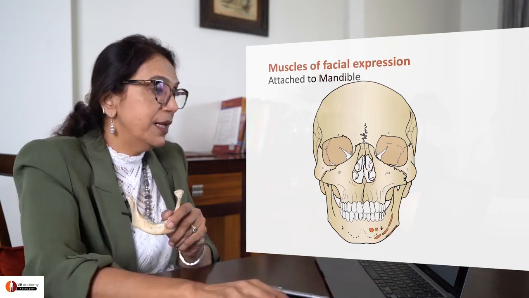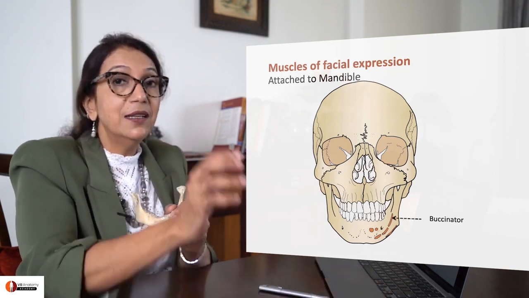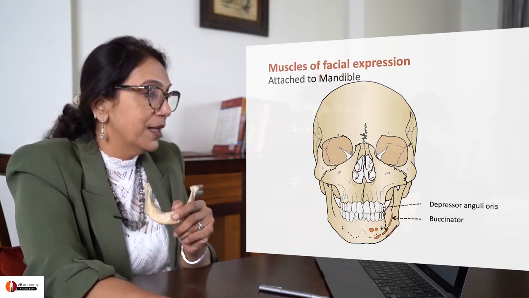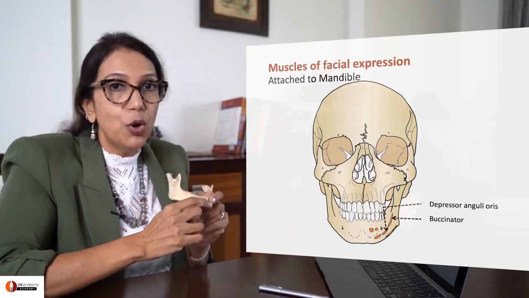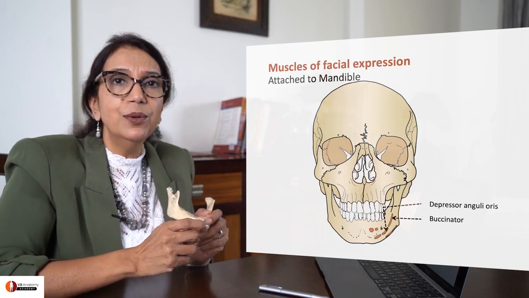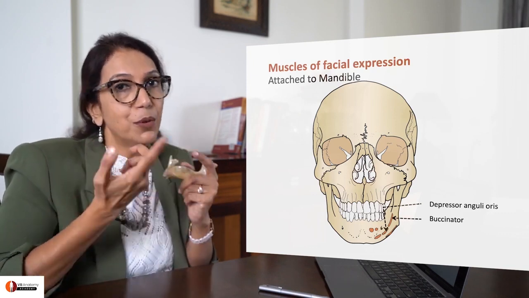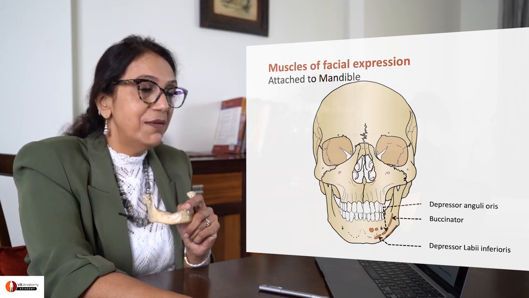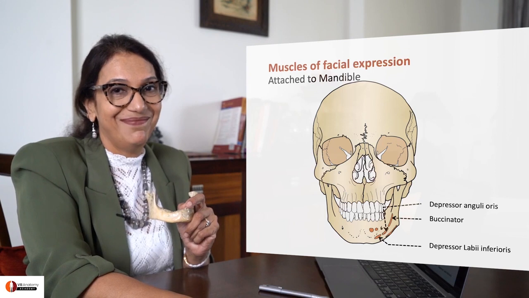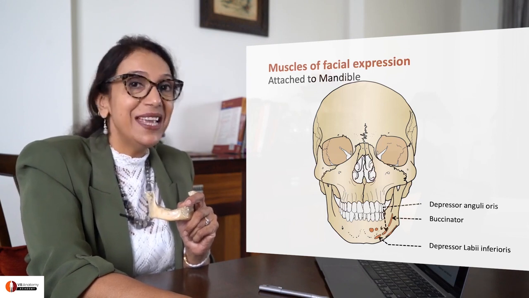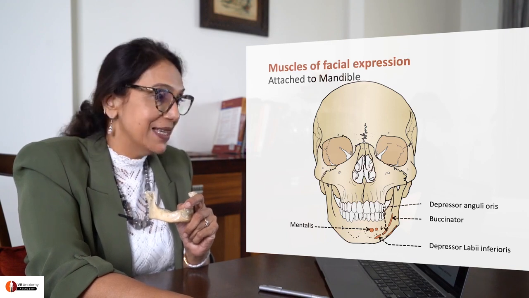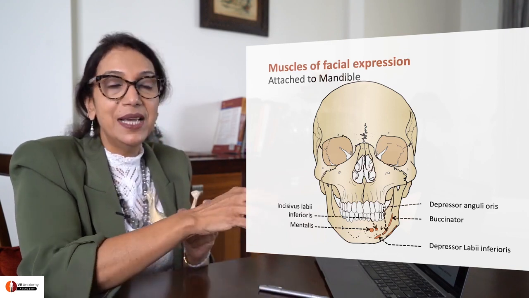So here you are seeing the buccinator, the muscle of the cheek. Remember, it was also attached to the maxilla. In front of it, along the same oblique line, you have depressor anguli oris. What do you think depressor will do? Obviously, it will depress the angle of your mouth. Below that, you have depressor labii inferioris, depressing your lip. Then here above, you have a muscle called mentalis, and then incisivus labii inferioris.